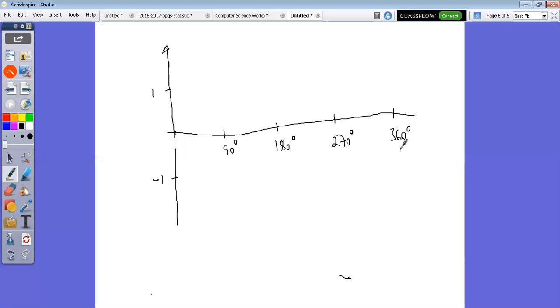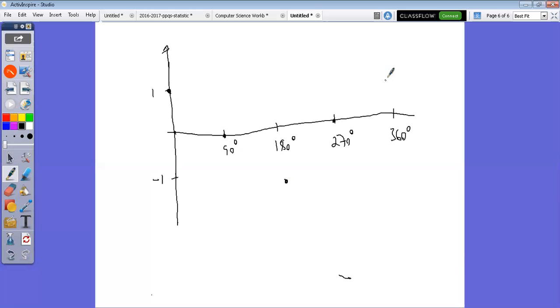Now, what is cos 0? Find out from your calculator. What is cos 0? 1. Cos 0 is 1. What is cos 90? Should be 0. Cos 180, negative 1.